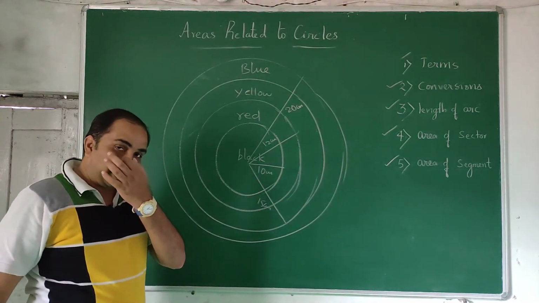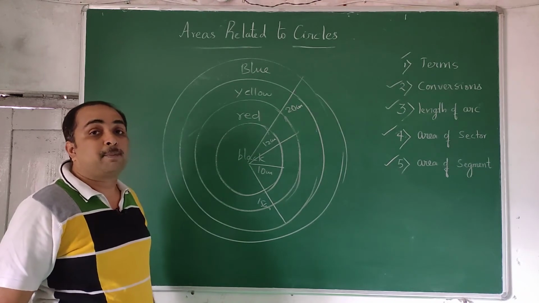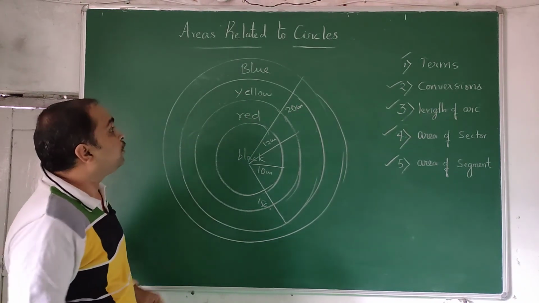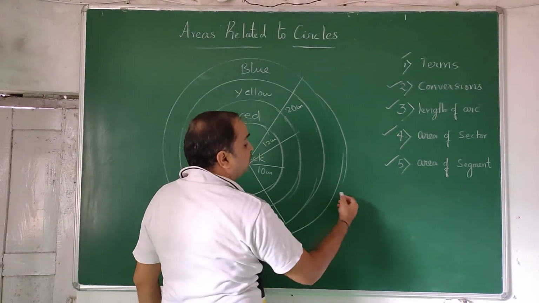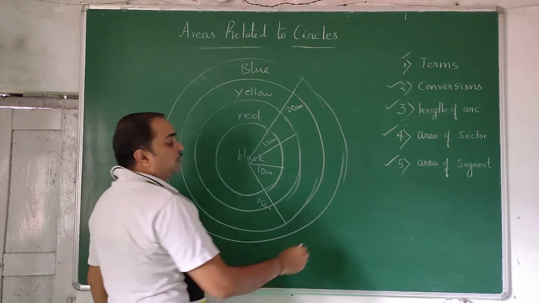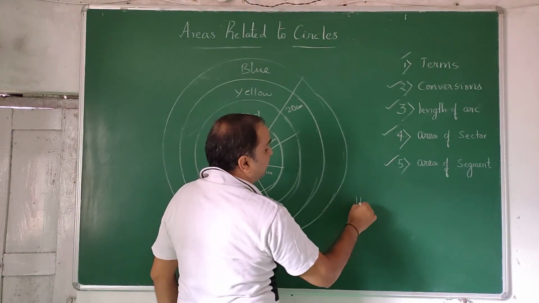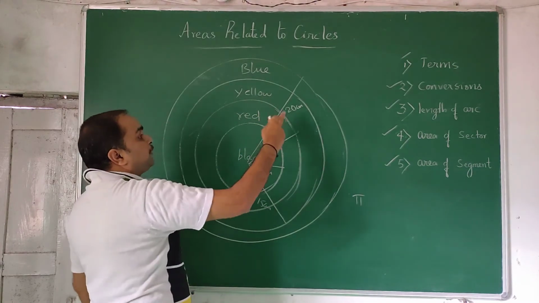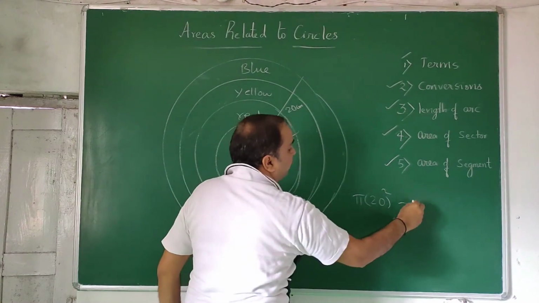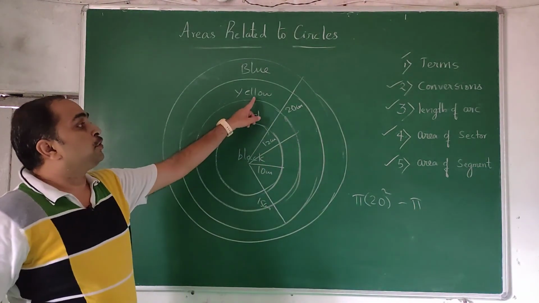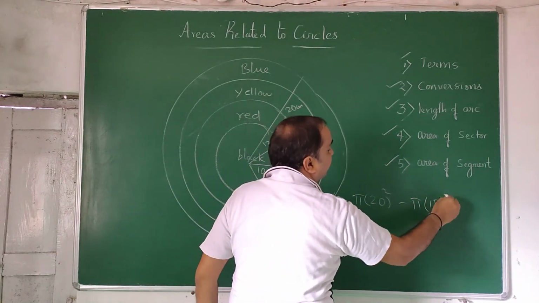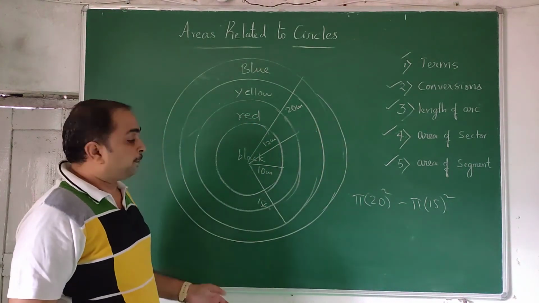Now they ask you to find each strip area: blue strip area, yellow strip area, red strip area, black strip area. How to find it? First you take the blue strip area, that is the full area including everything, minus the inner portion. So pi, the radius of the blue strip is 20 square, minus pi, the radius of the yellow strip is up to here, it is 15 cm, 15 square. You get the area of the blue strip.